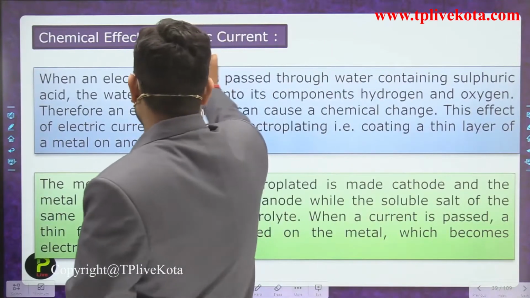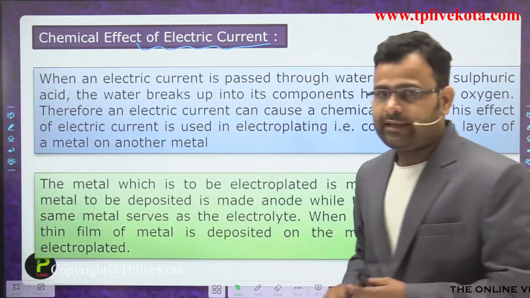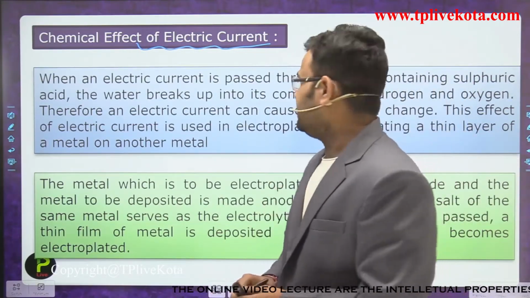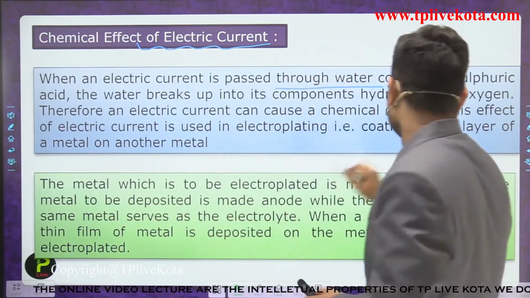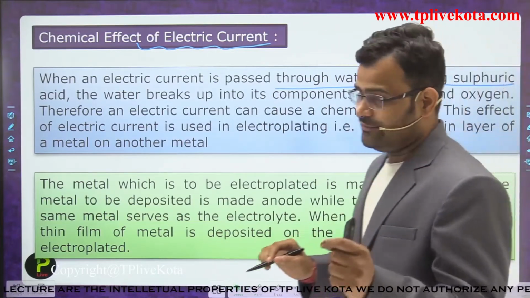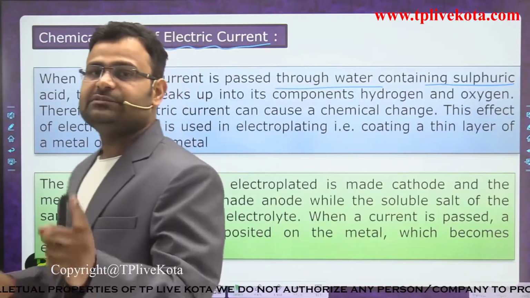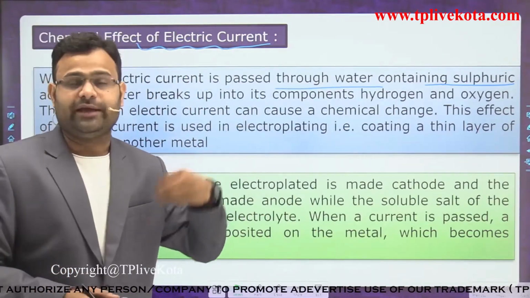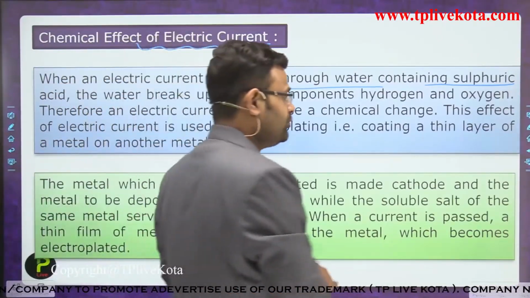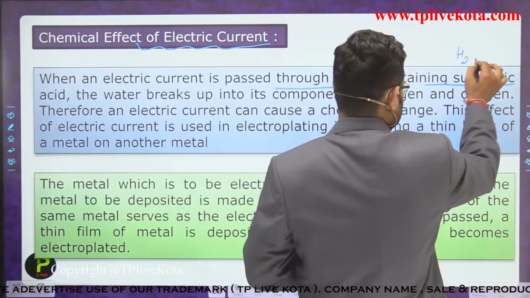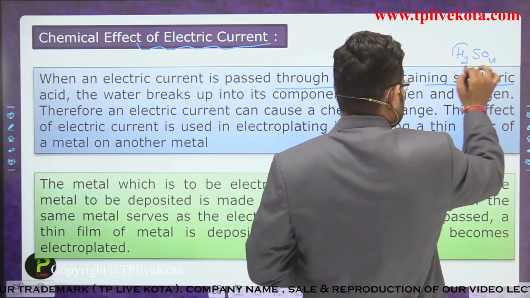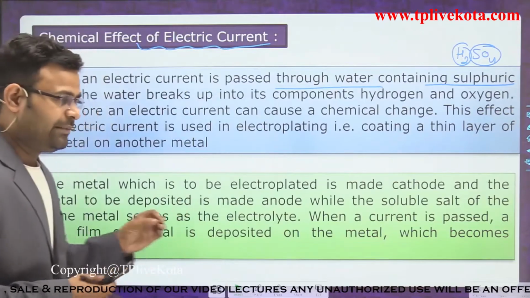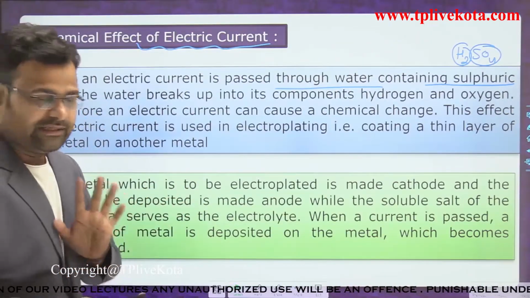Chemical effect of electric current. When an electric current is passed through water containing sulfuric acid, whose formula is H2SO4, one part is positive and one is negative. When we break H2SO4, it becomes 2H+ and SO4 2-.